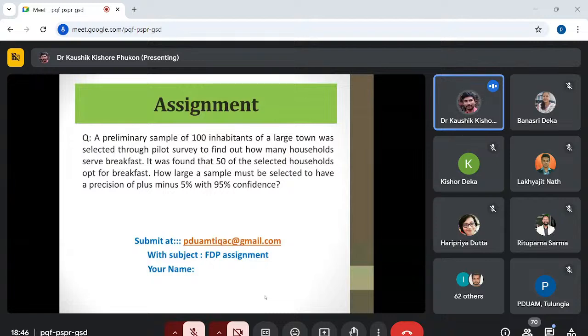So I can give you 2-3 minutes to solve this problem. If anyone can solve this problem and has the answer, please let me know.